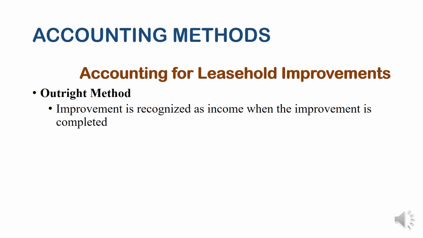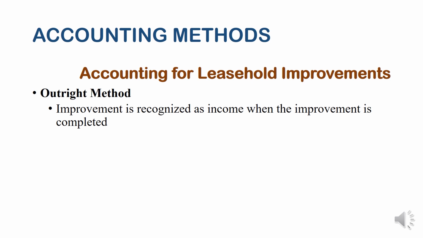You might be asking, why should the lessor recognize the improvement as his income, when in fact the lessee was the one who constructed the building? The reason is that since the lease agreement provides that the leasehold improvement, or the building being constructed by the lessee, will become the property of the lessor, then the lessor shall recognize such improvement as his income, because anyway, after the end of the lease contract, the improvement shall become his property.